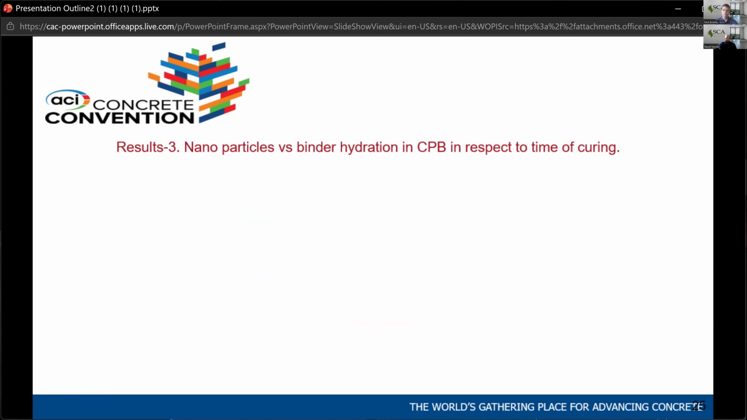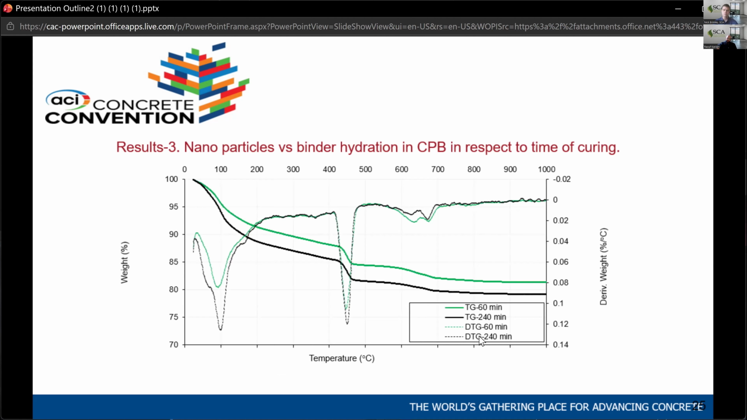And nanoparticles versus binder hydration in CPB, with respect to time of curing. So these are comparisons of TG-DTG with respect to time, 60 minutes and 240 minutes. We see the hydration is higher. The more time goes by, the more hydration happens, which makes sense. This is a very obvious result.